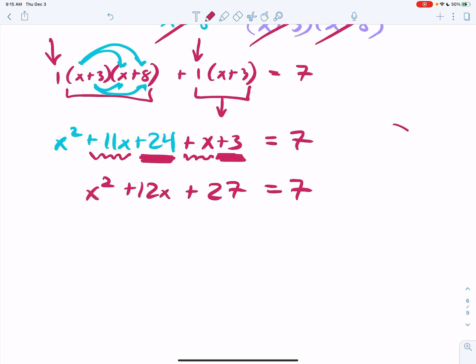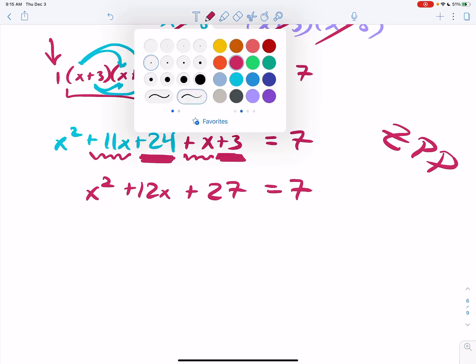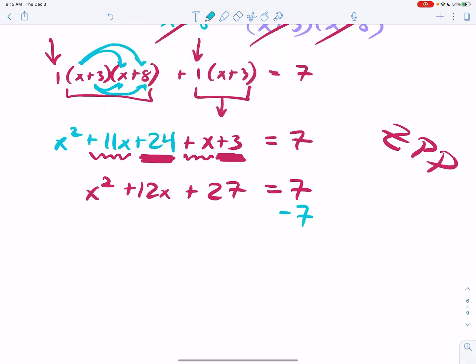Now that I have a quadratic, I want to use the zero product property. So first step is to get a 0. So I subtract 7.